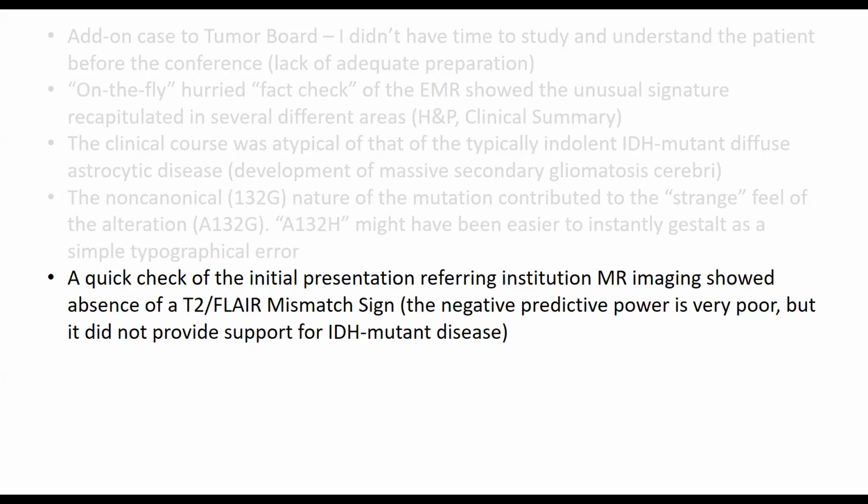Again, here's a third thing that contributes. Talk about a perfect storm. This is a perfect storm. If the initial presentation imaging had shown a classic T2 FLAIR mismatch sign, then I would have instantly known this is IDH mutant disease. I would have known that because the T2 FLAIR mismatch sign, when present, has a 100% positive predictive power for IDH mutant diffuse astrocytic disease, as we've covered many times in this conference. Isn't this cool how all of these things are building up to make me make a fool of myself at tumor board?